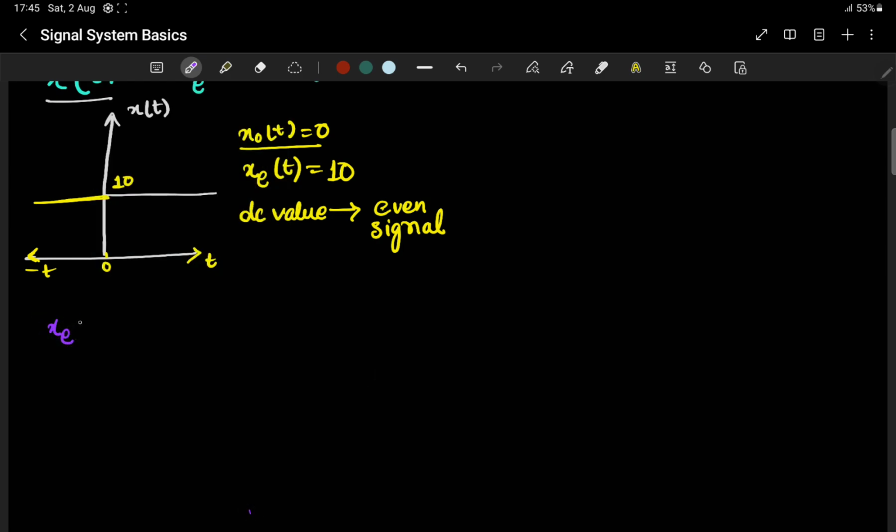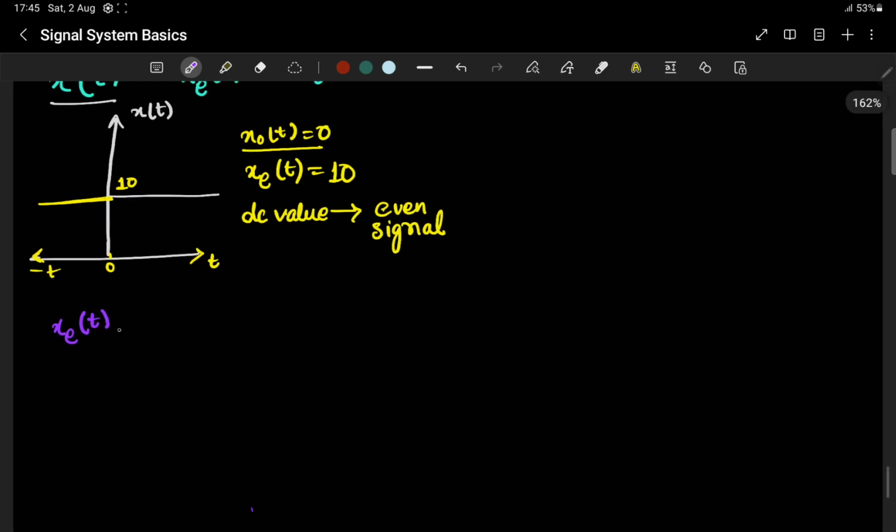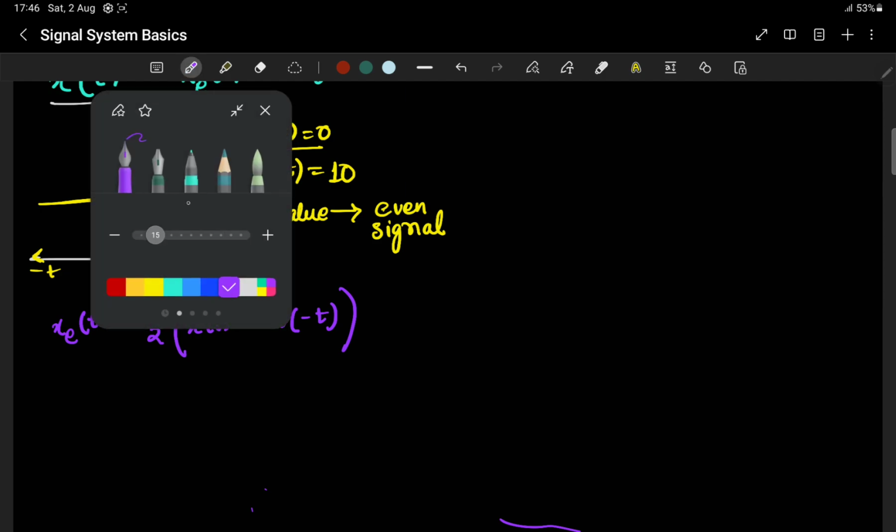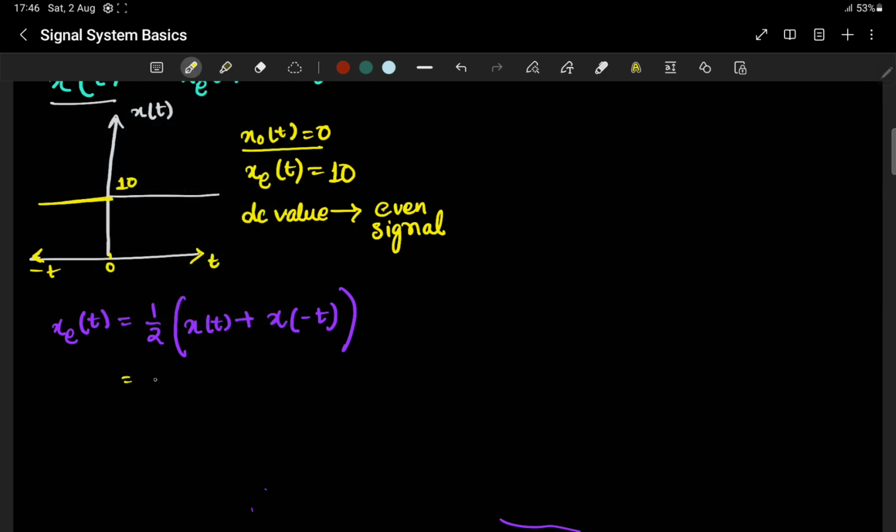So the formula for the even component, x_e(t), is equals to 1 by 2, x(t) plus the signal after the time reversal. Mark my words again, after the time reversal. This is the formula. And how do you put this in formula? See, just half. What is this? This is 10, right? You just put it over here, 10.